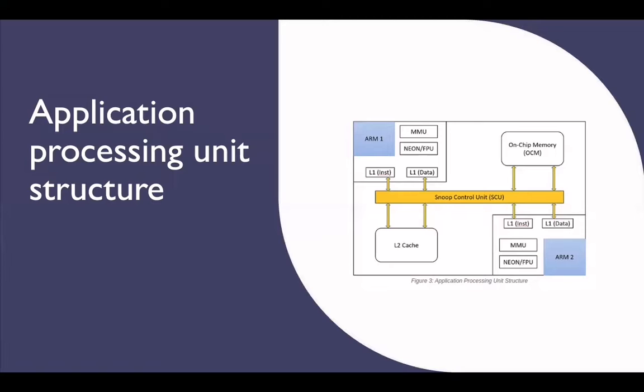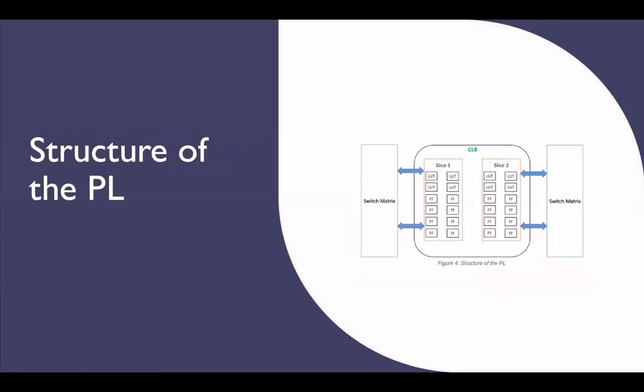Just like other FPGAs, the programmable logic portion of the Zynq SoC consists of configurable logic blocks, which contain two slices. Each slice contains four lookup tables, eight flip-flops, and an accompanying switch matrix. Moreover, there are block RAM and DSP slices as well. Figure 4 shows the structure of the PL.